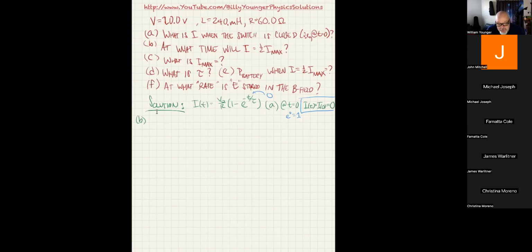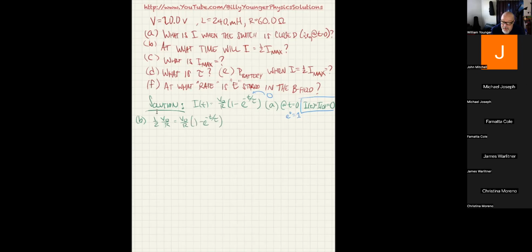So you get V0 over R is the maximum current you'll ever get. So I max is actually just V0 over R. So I want to know if I set I of t equal to 1/2 V0 over R, then my equation becomes V0 over R times 1 minus e to the negative t over tau.